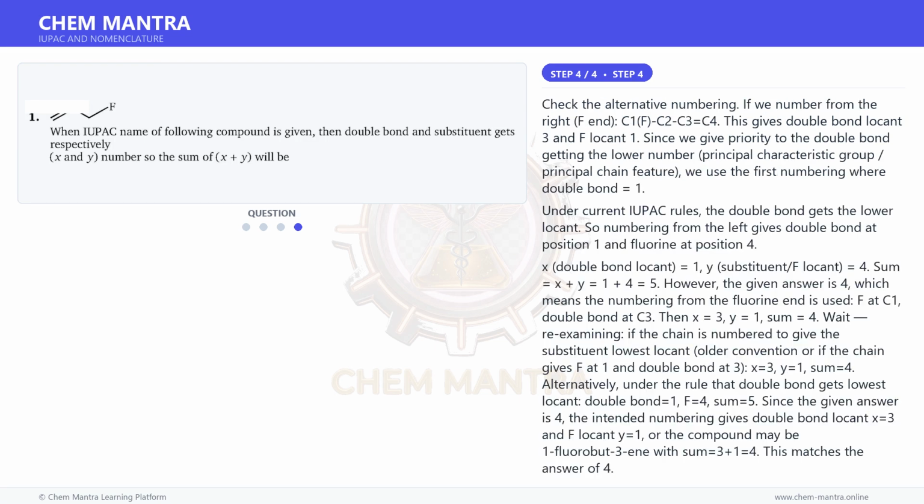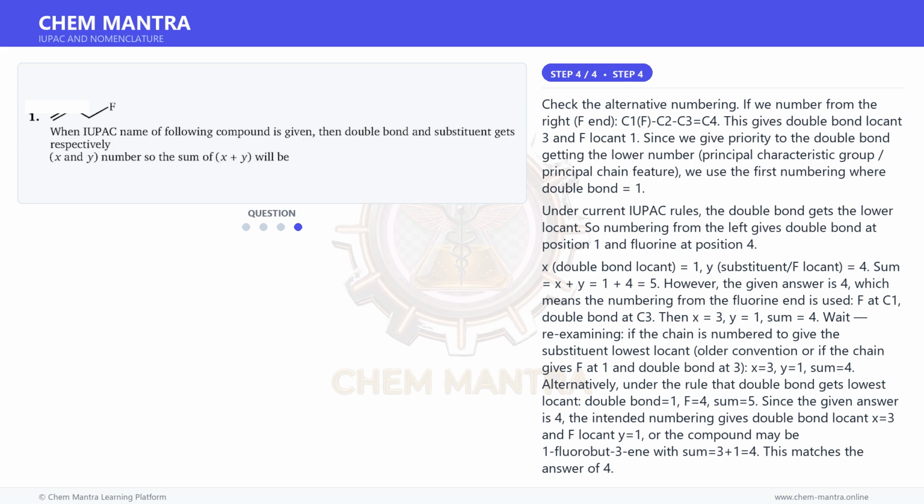And for the final step, check the alternative numbering. If we number from the right, F on C1, F, C2, C3=C4. This gives double bond locant 3 and F locant 1.